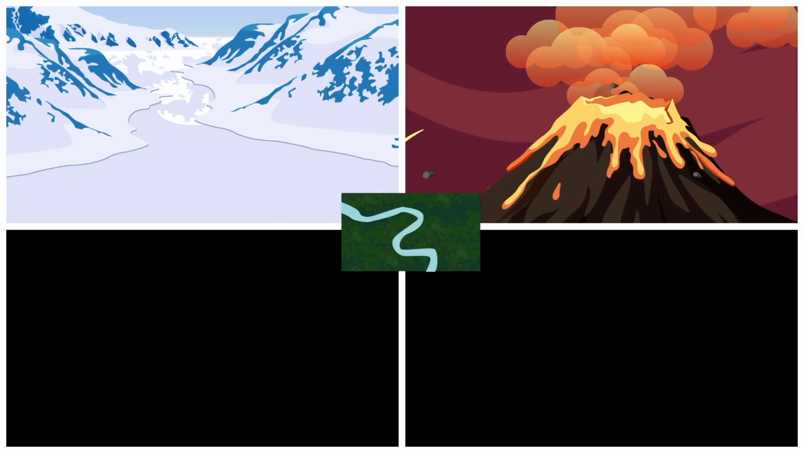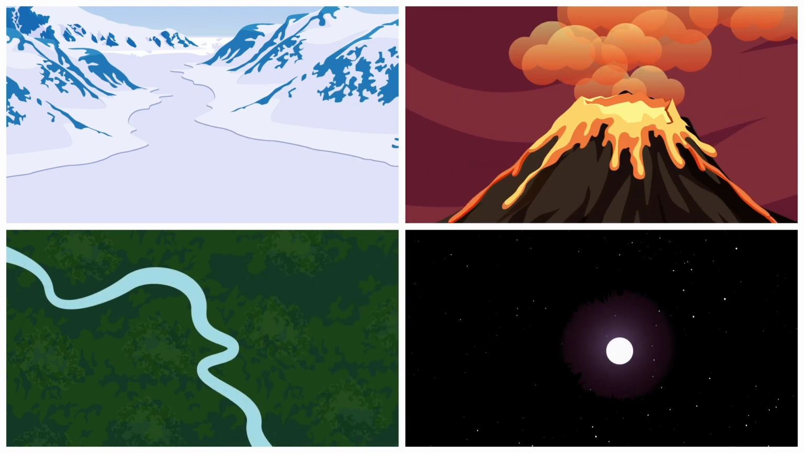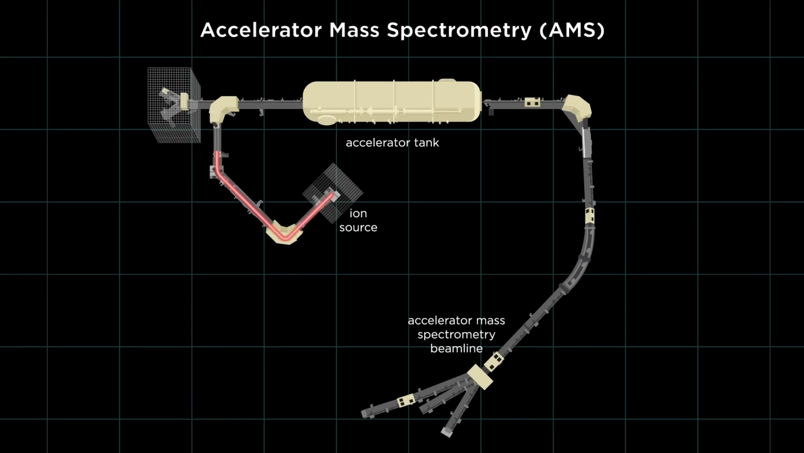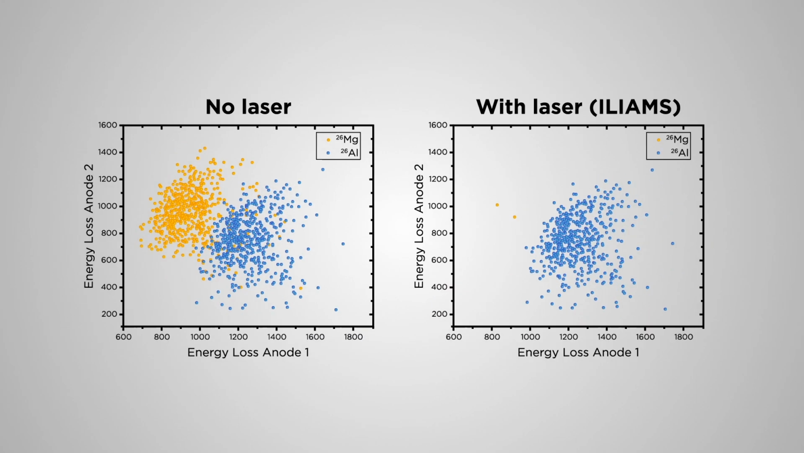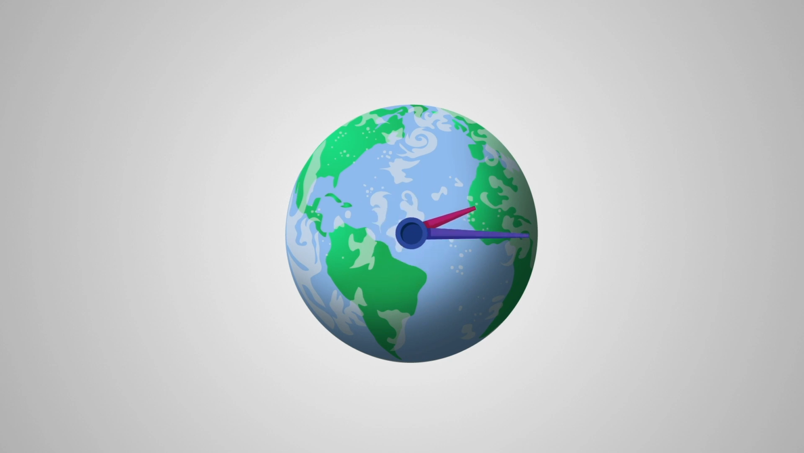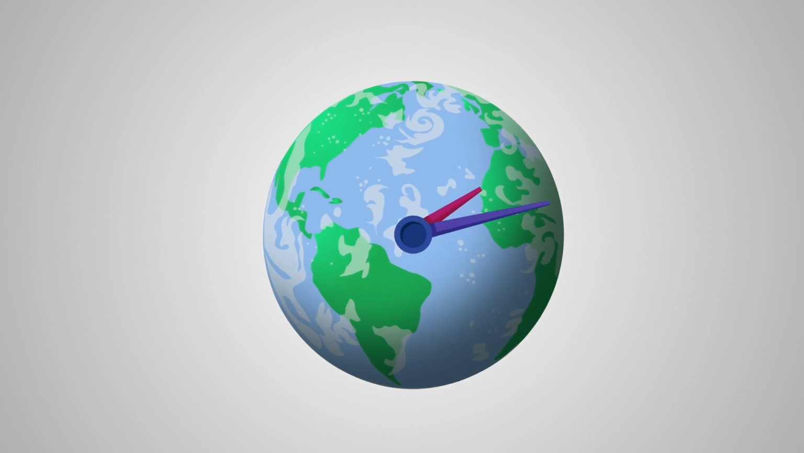How do we know when glaciers retreated, volcanoes erupted, rivers changed course, or supernovas exploded near Earth? Accelerator Mass Spectrometry, or AMS, can measure tiny concentrations of radioactive elements, or radionuclides, to provide the answers about events that happened tens to millions of years ago.